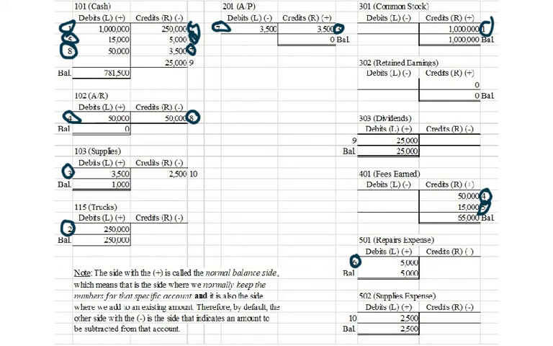Number 9, almost done here, is payment of $25,000 of dividends to Mike Nelson. So we're going to debit dividends and then credit cash for that $25,000. And then 10 is recognizing $2,500 worth of supplies being used in the business. So supplies expense should be debited in that case, and we'll have a credit to supplies to recognize that those supplies are no longer on hand.